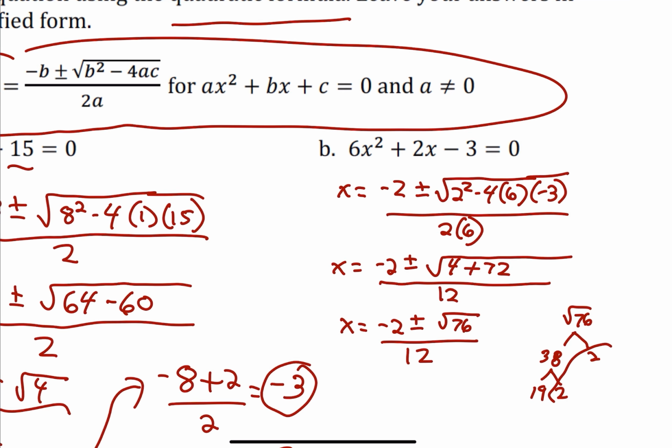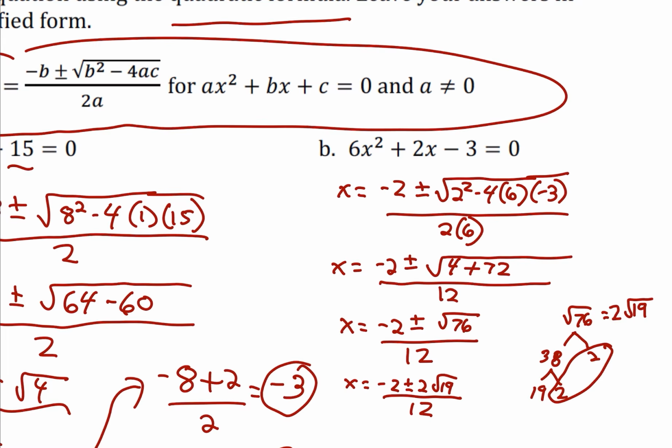So we have a pair of 2's, which means that the square root of 76, we could bring that 2 to the outside because there's a pair, and the 19 is inside. So now, the good news is we're going to really be able to simplify this because we have x equals -2 plus or minus 2 root 19 over 12.